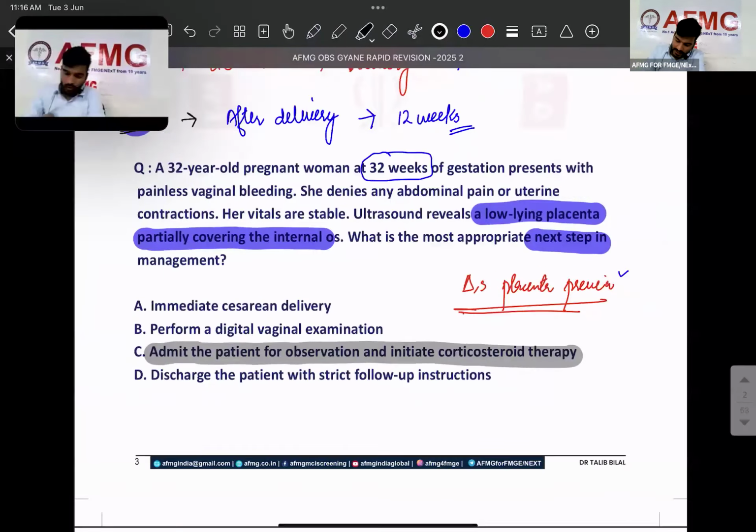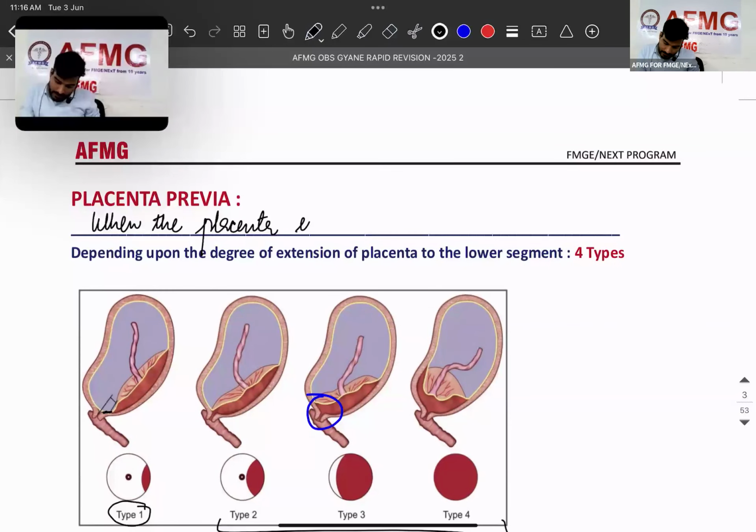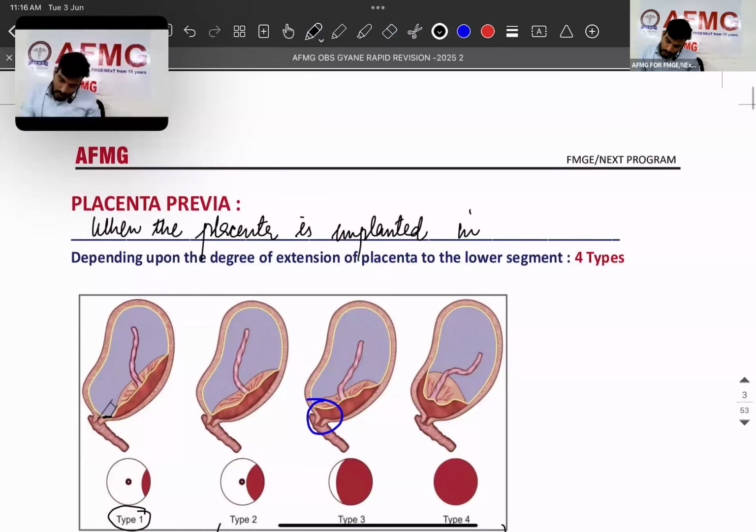Now let's write what is placenta previa. When the placenta is implanted in the lower uterine segment, when the placenta is implanted in the lower segment.